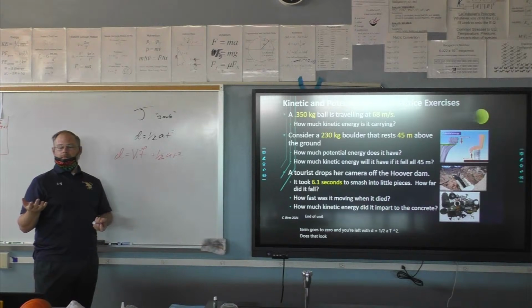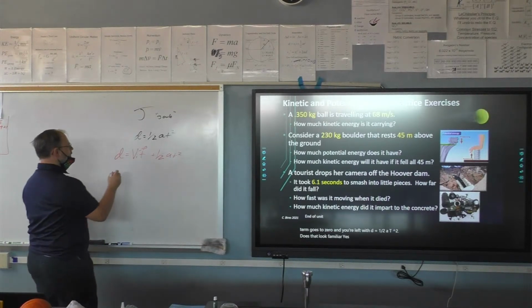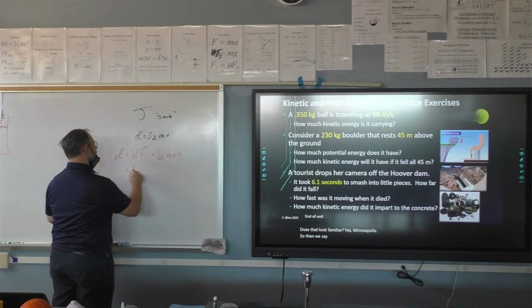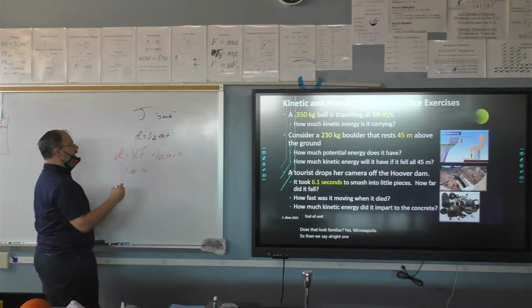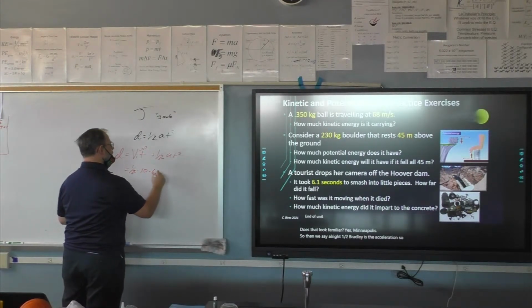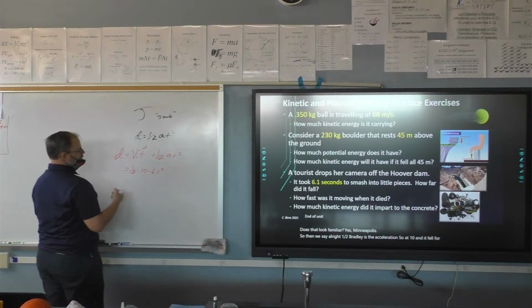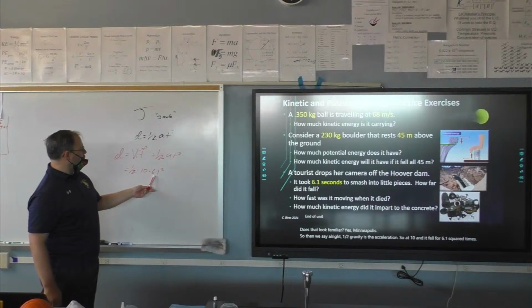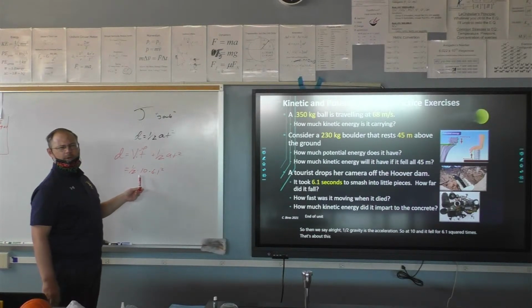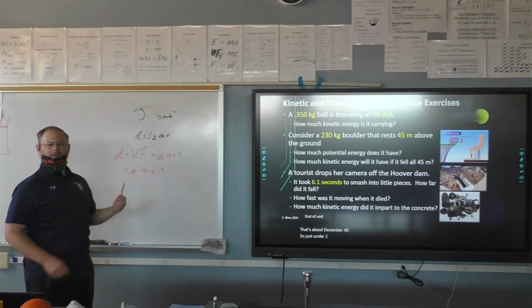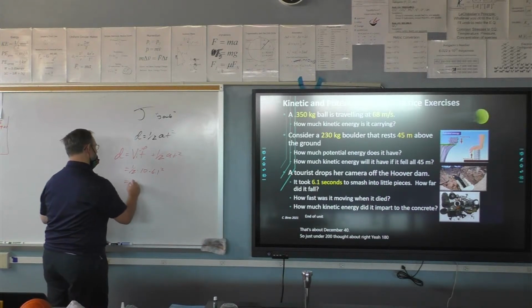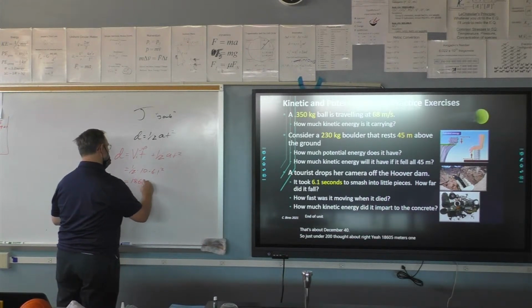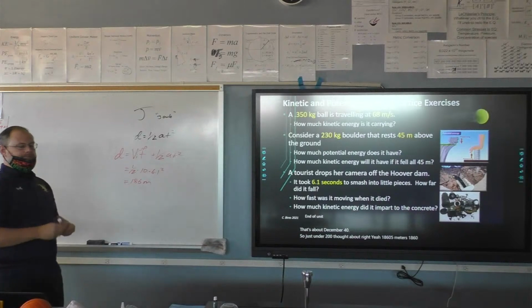So then we say, all right, well, 1/2, gravity is the acceleration, so 10, and it fell for 6.1 seconds, squared. That's about just under 40, so just under 200. Is that about right? Yeah, 186.05 meters. 186 meters? Yes.